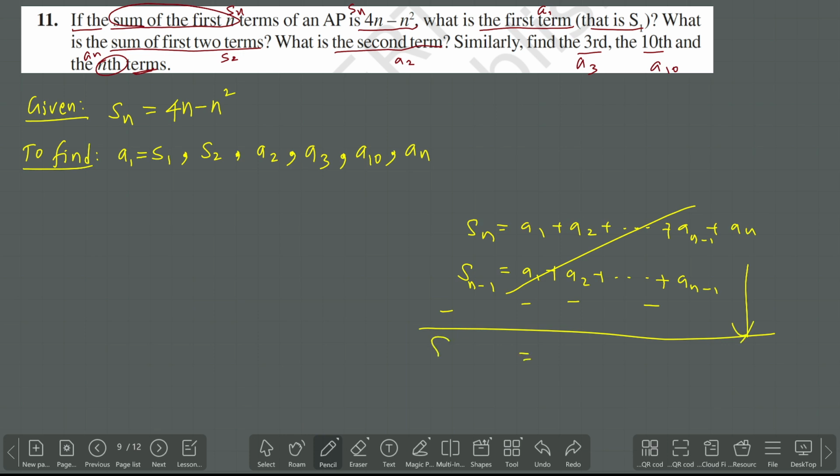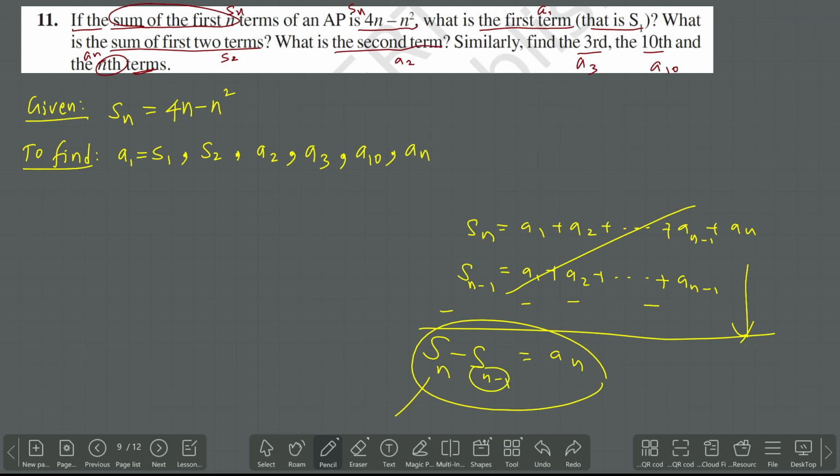Then Sn minus Sn minus 1, what am I getting? An. Very easy to go, finding An. Sn is given. Sn minus 1 we have to find. Nothing, instead of n, replace n minus 1. You will be getting Sn minus 1.